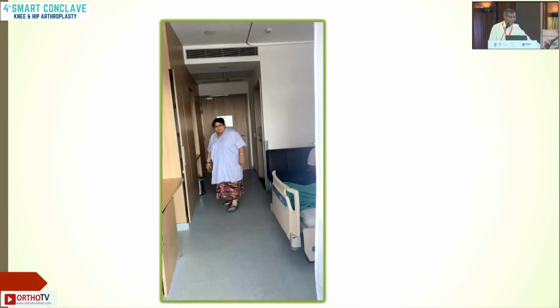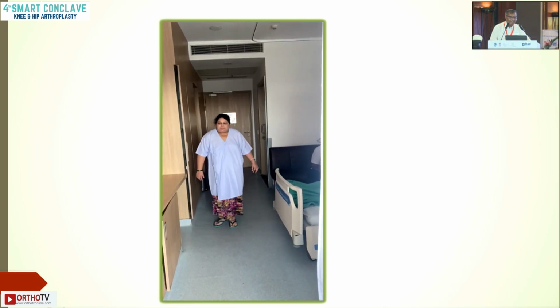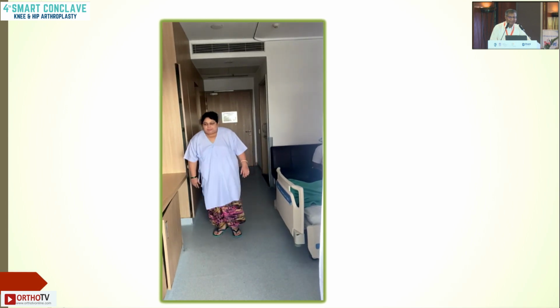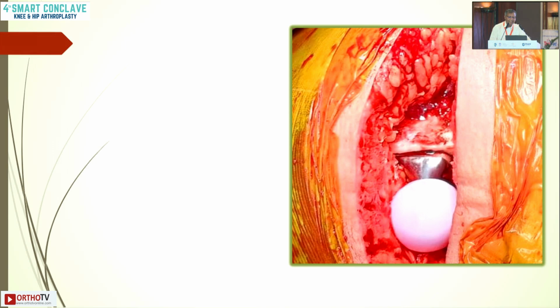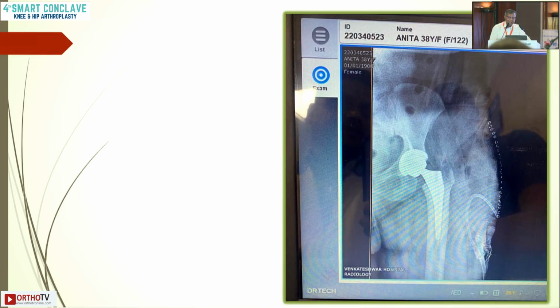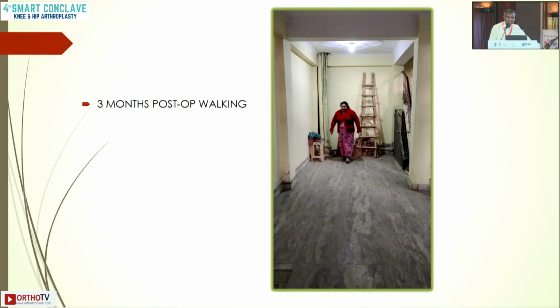Thank you, sir. This is a fused hip, there is morbid obesity, and there are various opinions on whether to go for simultaneous bilateral hip replacement. In this case, I did one hip at one time because of morbid obesity, and this is the X-ray, and this is the 3-month post-operative.